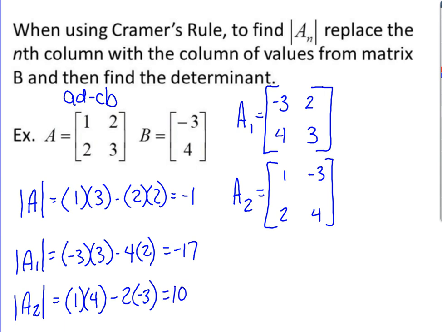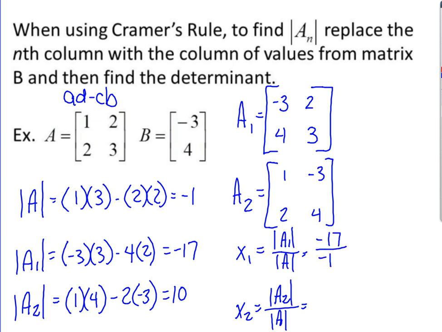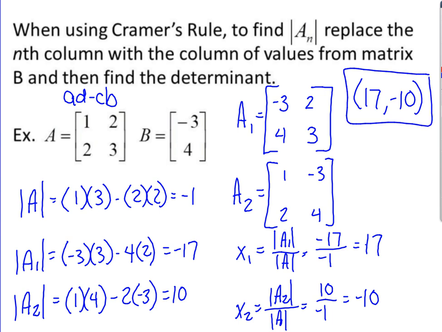So our x sub 1 is the determinant of A sub 1 over the determinant of A. Our x sub 2 is the determinant of A sub 2 over the determinant of A. So this one will be negative 17 over negative 1, which is just 17. This will be 10 over negative 1, which is negative 10. So our solutions are 17 and negative 10.